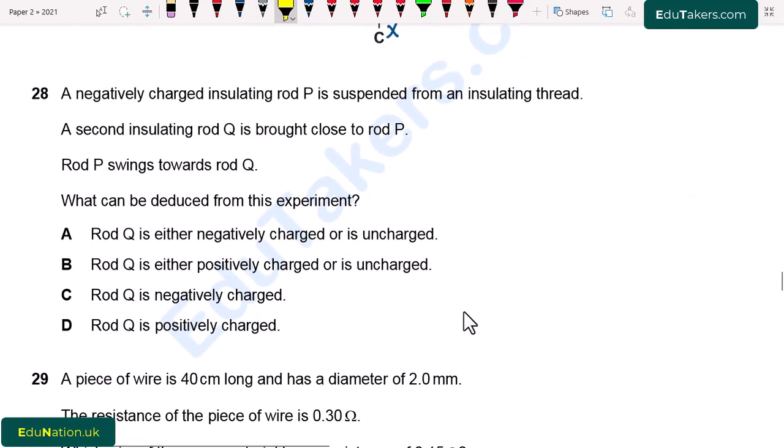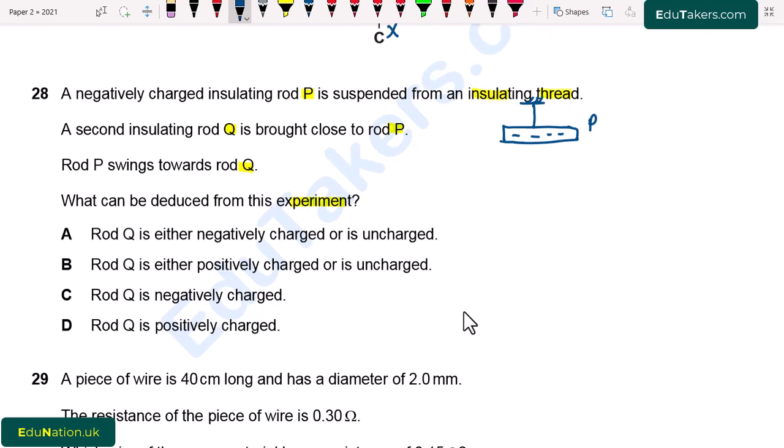Question number 28. A negatively charged insulating rod P is suspended from an insulating thread. A second insulating rod Q is brought close to rod P. Rod P swings towards Q. What can be deduced from this experiment? So first of all, we have two rods. Here is rod P and it is a negatively charged insulating rod, and it is suspended with the help of a thread, which is also insulating.